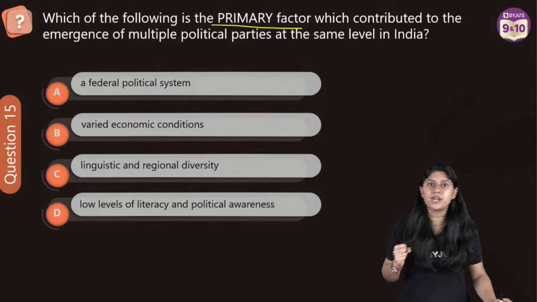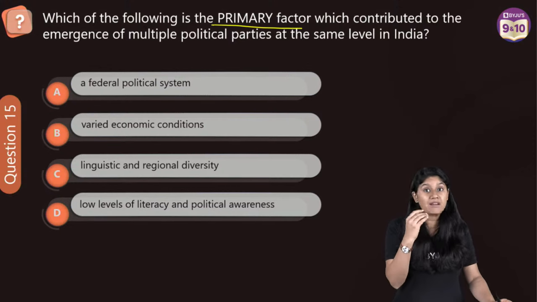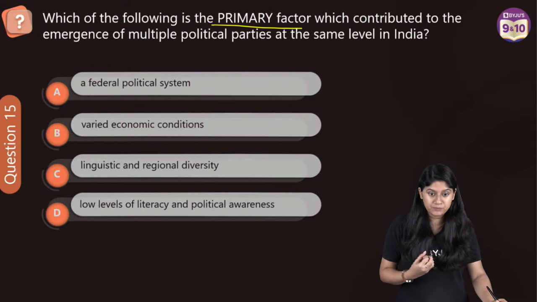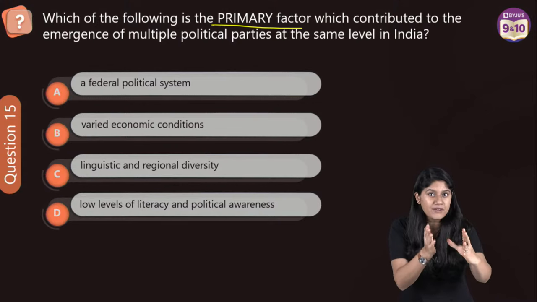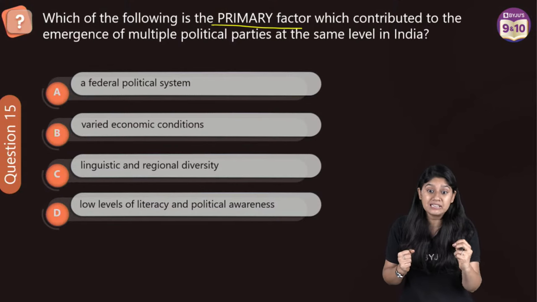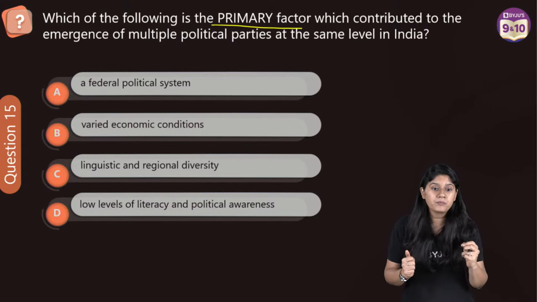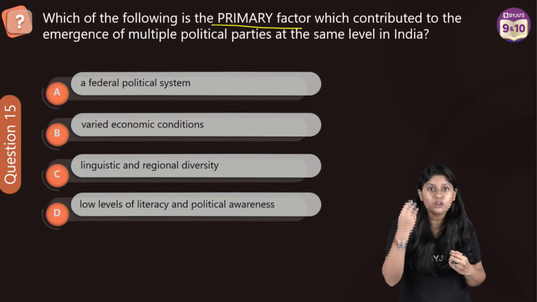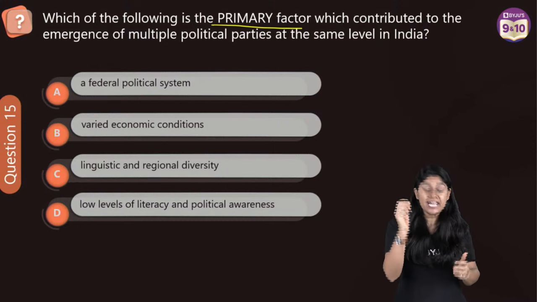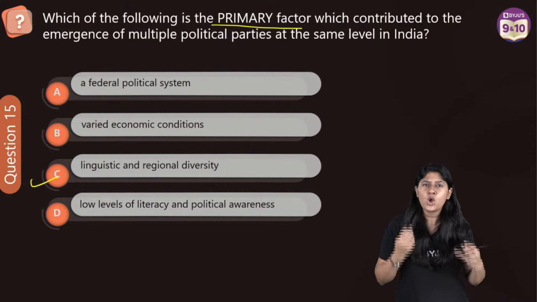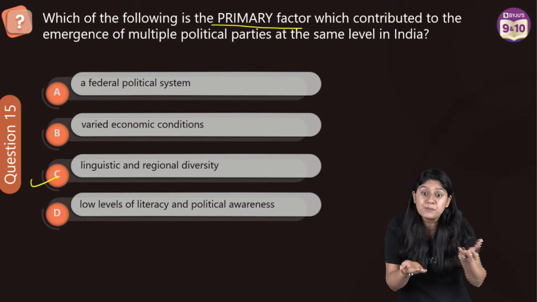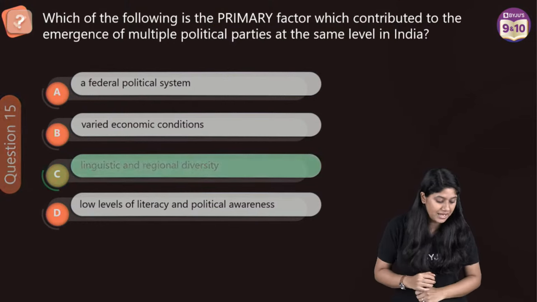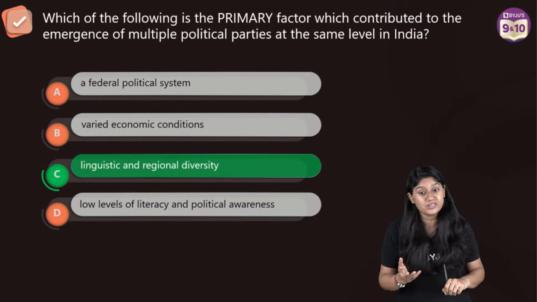It's a very easy and straightforward answer. We know that we have multiple political parties. And what is the reason behind it? They're trying to connect with their people. So of course we have the regional diversity for sure. And you would have seen that people usually prefer the leader who can speak in their mother tongue or the language which they are comfortable with. Hence, option number C will be the correct option. The language and the regional diversity that we have in our country.